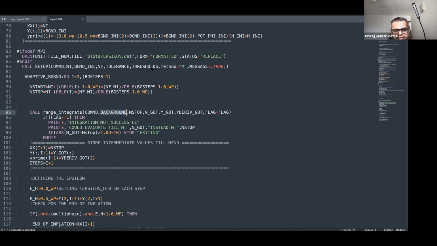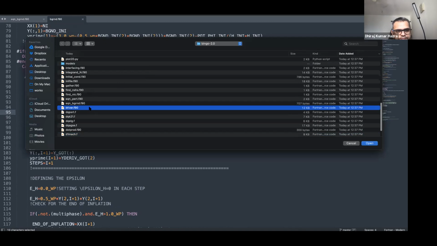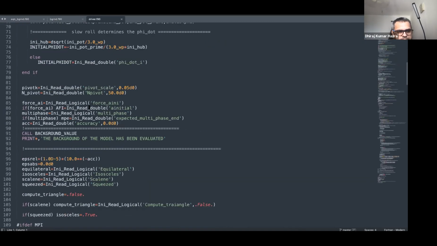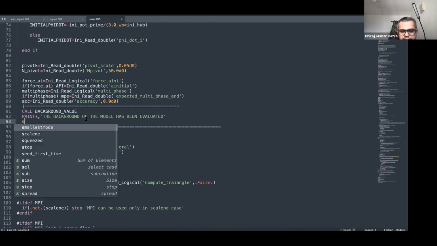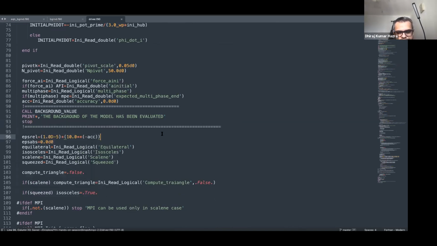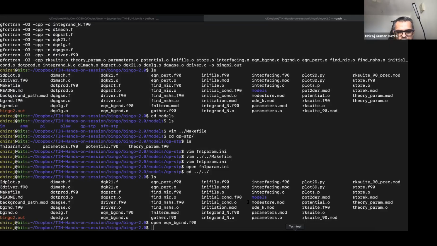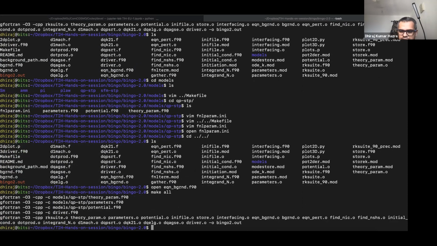Now open driver.f90. Let me just make a stop statement here so that I don't go beyond background at the initial stage. Okay. Make clean, make all, and then make run.